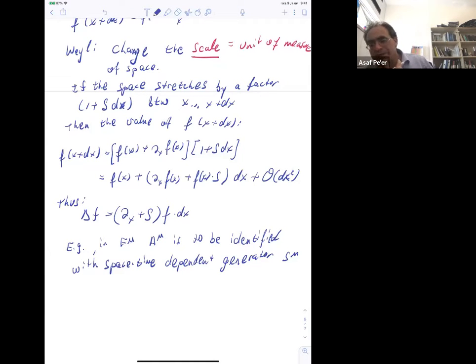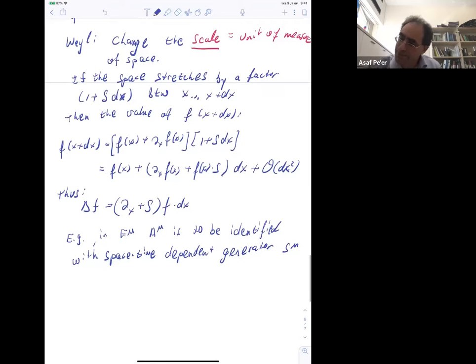So what he was really proposing is to associate electromagnetism with geometry. That's what we have here, really. Associate EM with geometry.